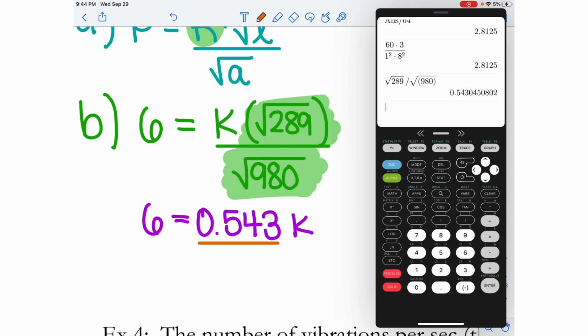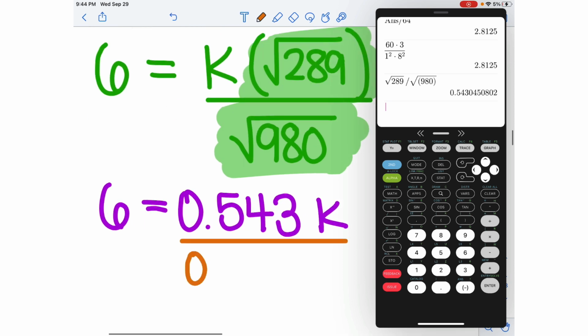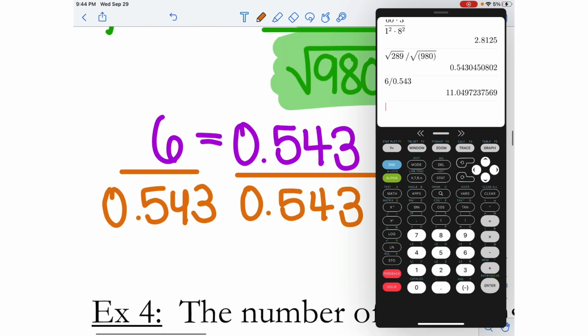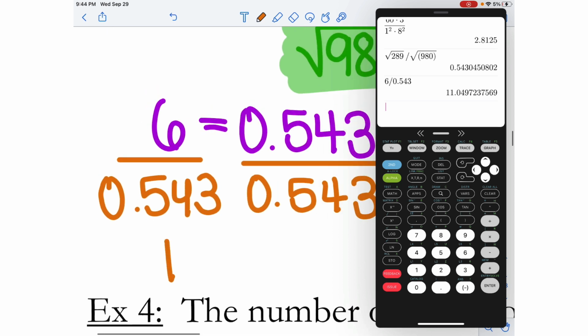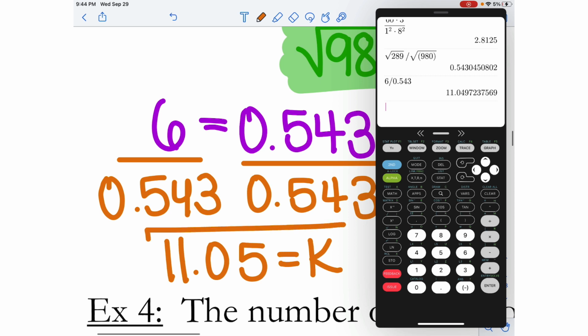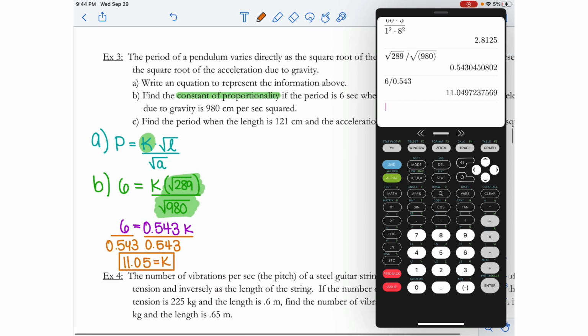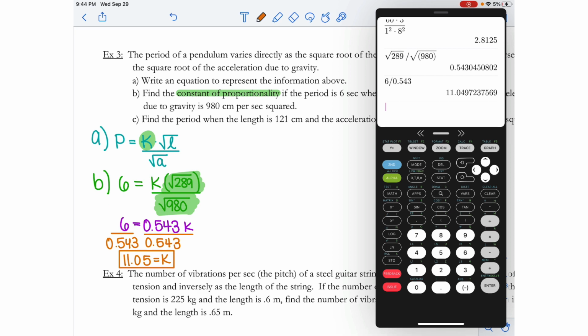This doesn't come out nice, that's okay. So I'm going to divide both sides by that 0.543. Six divided by 0.543 is 11.05 equals k. That's part B, solving the k.